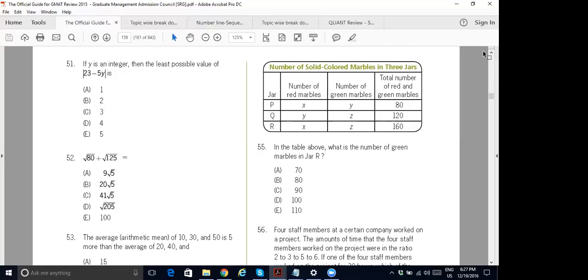Then z minus x is equal to 40, and if you add z plus x is equal to 160, you get z is equal to 100. Okay.